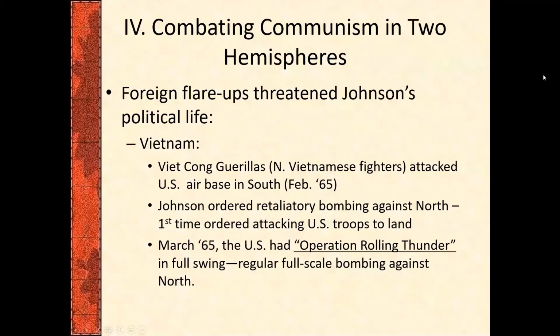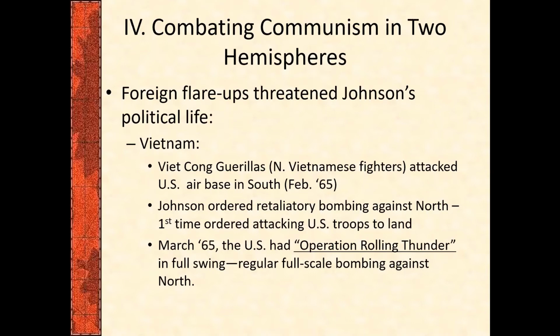All right, so your second section of notes over Vietnam started with the text and the reading Combating Communism in Two Hemispheres. We're going to focus mostly on the communist fight that was taking place in the Eastern Hemisphere in Vietnam, but your textbook does outline what had taken place in Cuba and other areas around Latin America in regards to communism and containment and that whole idea.